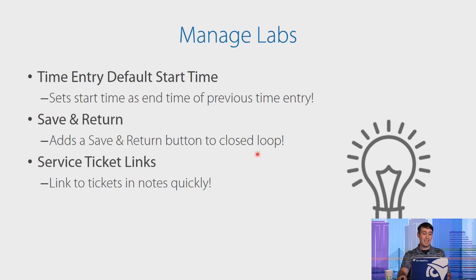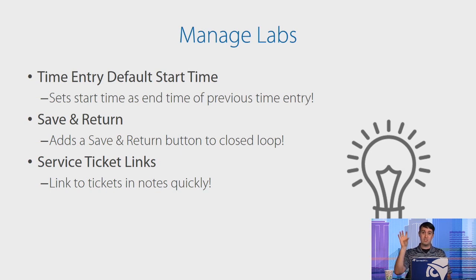The other one is save and return. This adds a new button on the time entry screen right next to the save and close button, which normally would save the time entry, close it, and take you back to the ticket screen. But when do you enter your time? When you're done working on something. If you're done working in the ticket, why do you want to go back to the ticket screen? Wouldn't you much rather go back to the screen you were on before that? That's what this save and return button does.